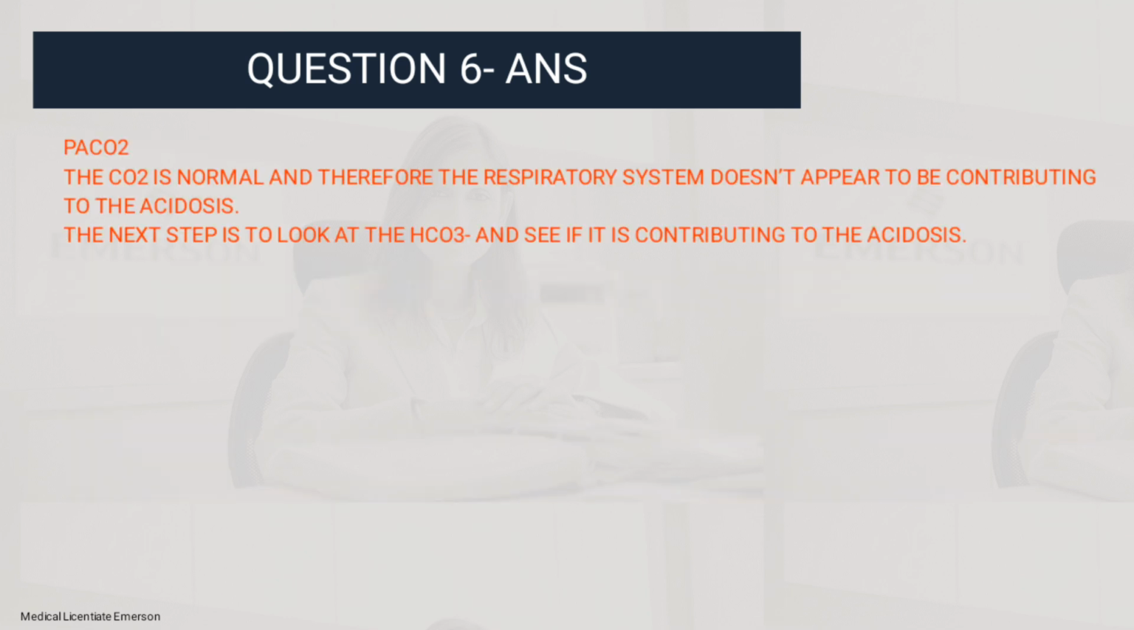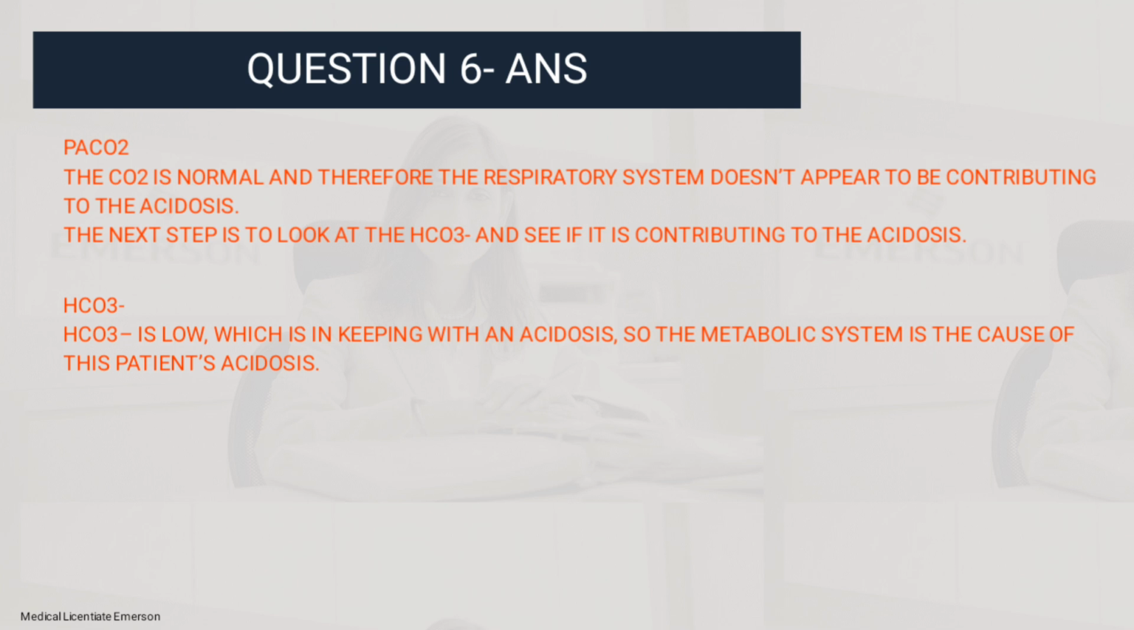Then the partial pressure of carbon dioxide is normal, and therefore the respiratory system doesn't appear to be contributing to the acidosis, so it is also normal. Then the next step is to look at the bicarbonate and see if it is contributing to the acidosis. The bicarbonate level is low, which is in keeping with an acidosis. So the metabolic system is the cause of this patient's acidosis.